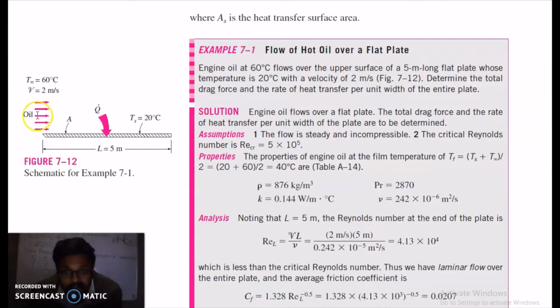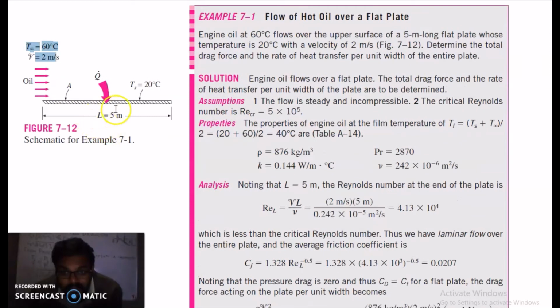Flow of hot oil over a flat plate: engine oil at 60 degrees flows over the upper surface of a 5 cm long flat plate whose temperature is 20 degrees. The velocity of the oil is 2 meters per second. Determine the drag force and the rate of heat transfer per unit width of the entire plate. We will take the film temperature, which is the average of the surface temperature and the free stream temperature, which is 40, and corresponding to this 40 degrees we will take the properties of oil: its Prandtl number, viscosity and density.